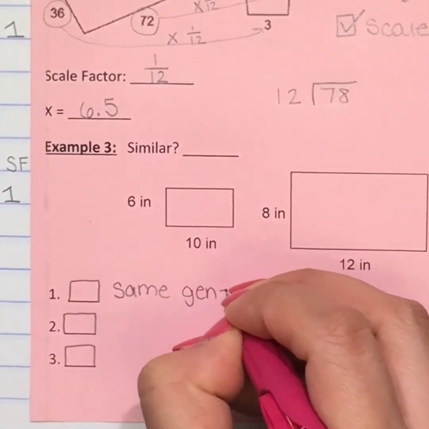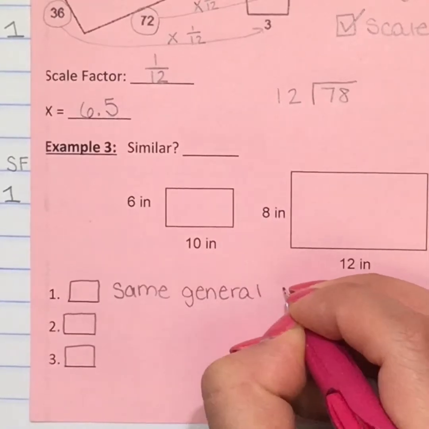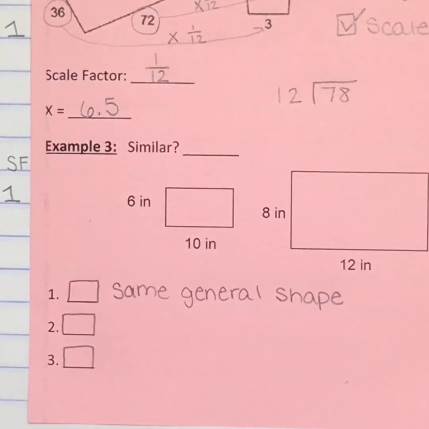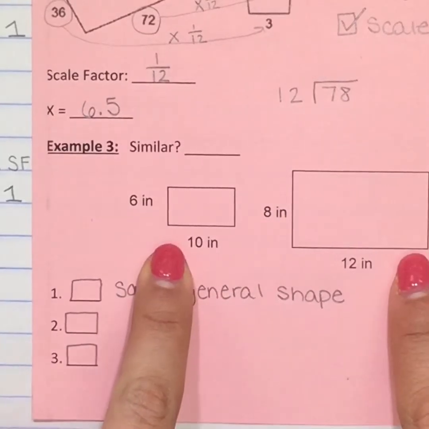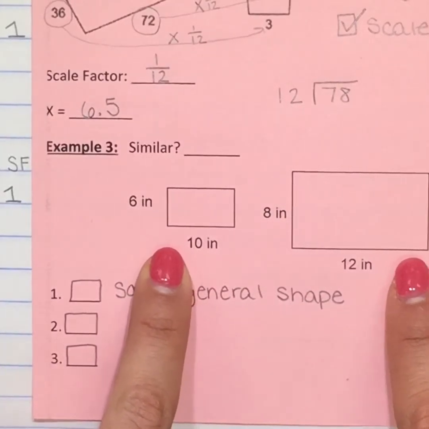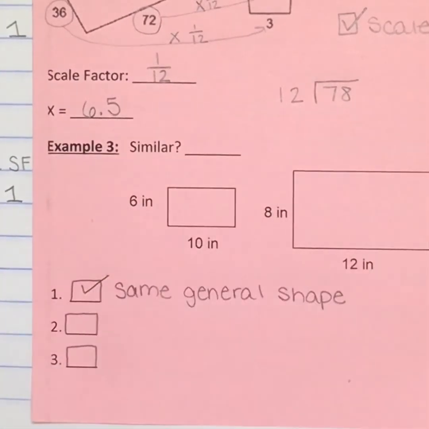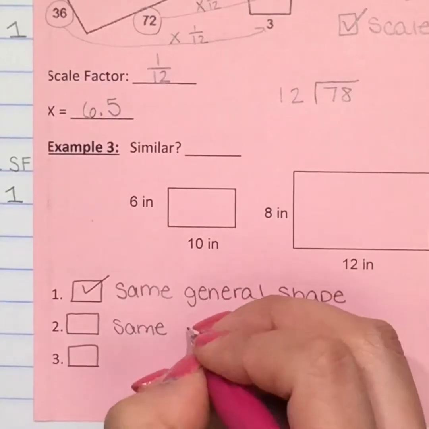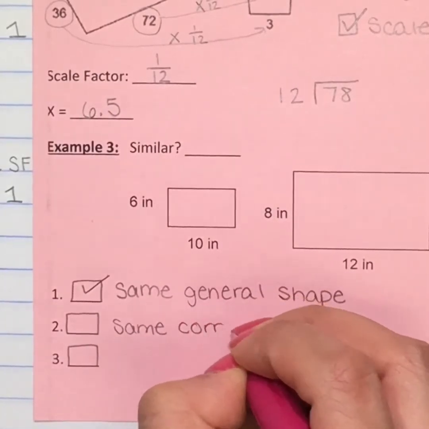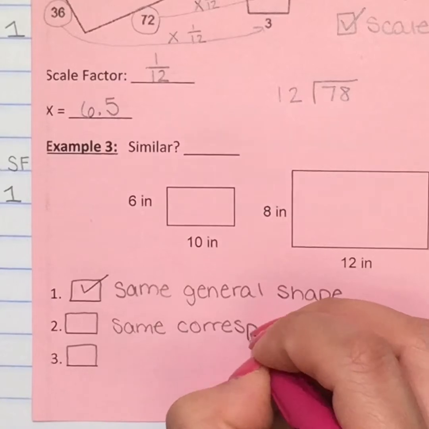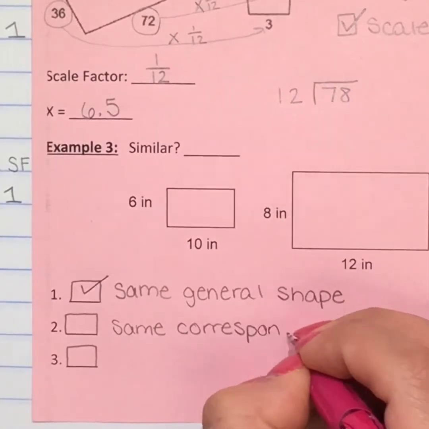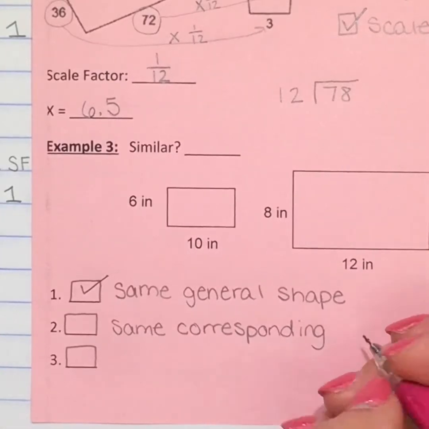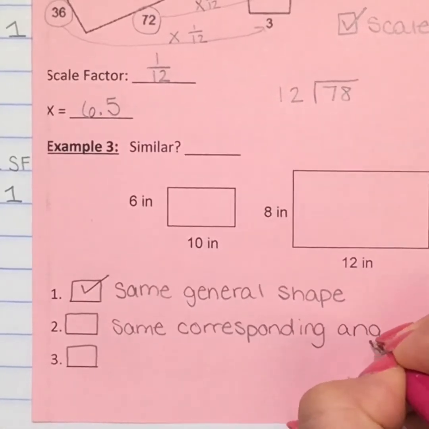Well, you should have your 3 characteristics written down here at the bottom and use them as a checklist. So for the first one, same general shape. Are these two the same general shape? Yes, absolutely. They are both rectangles. So I can put a check right there. For my second characteristic, I know it should say same corresponding angles. Raise your hand if you put corresponding angles, not just angles. Yes. I'm giving you a high five right now. Same corresponding angles.